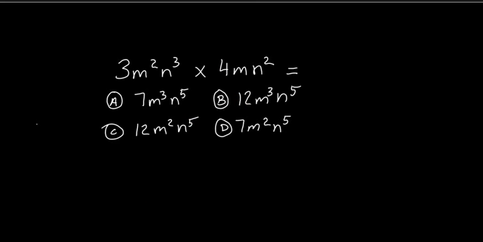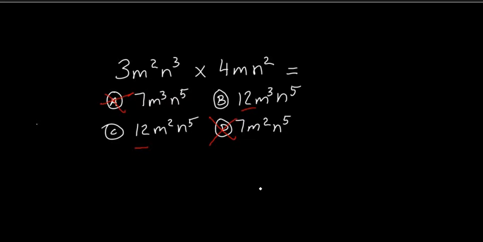And so definitely we know that these options are out. So we have two options to choose from. Okay, so we have 12 in this one and 12 in this one. What about m squared times m? M squared times m. Now here's the thing.